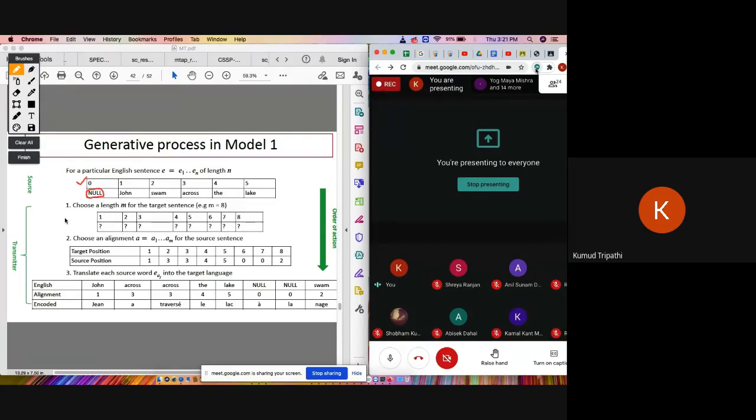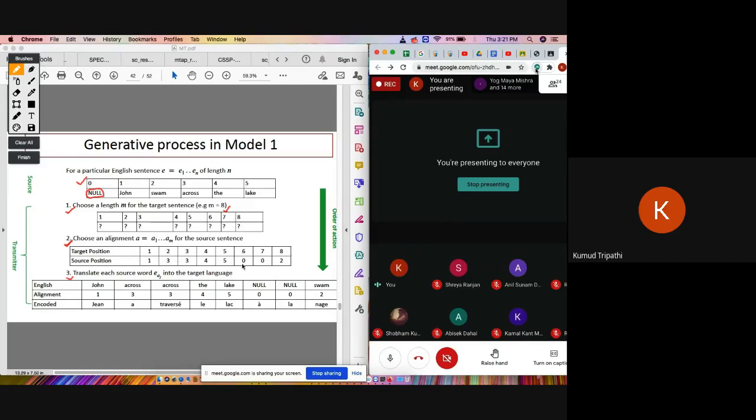Now after that, what is the first thing? You need to identify the length of the target sentence. We have assumed some constant, so suppose the target sentence is going to have 8 words. After that we need to perform the alignment and then the translation model. So 3 steps are there: you need to identify the length of the target sentence, the word alignment, and the last is the translation model. So the first thing is done. Second is the alignment you need to find.